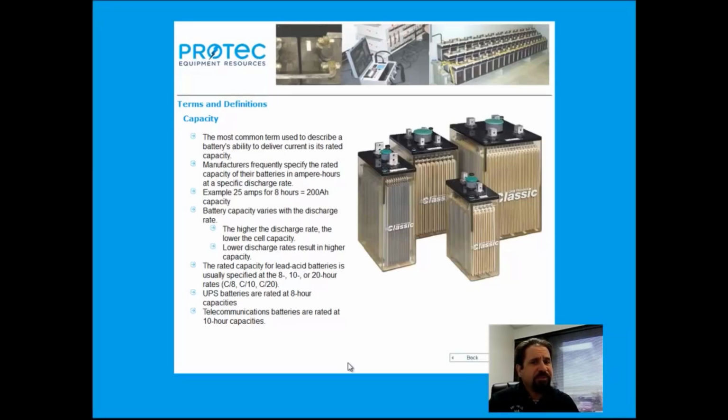The rated capacity for lead-acid batteries is usually specified at either 8, 10, or 20 hours. UPS batteries are typically rated at 8-hour capacities. Telecommunication batteries are typically rated at 10-hour capacities.